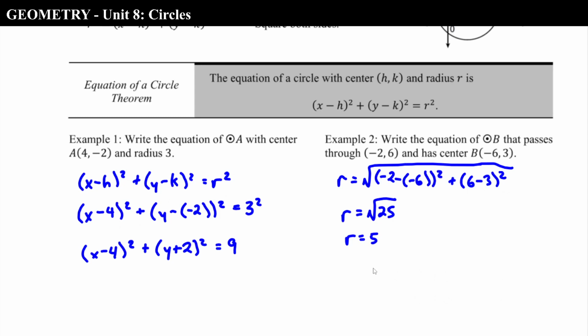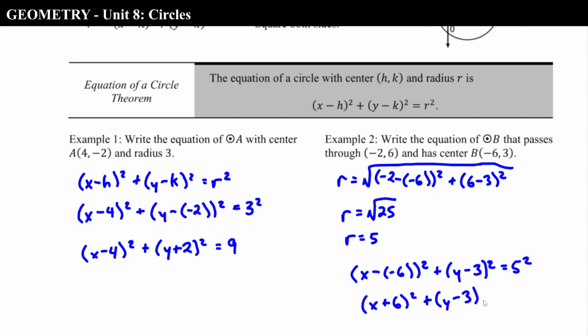And now that we have our radius, we have our center, we're going back to our previous problem where we do x minus h, which is -6, squared, plus y minus k, which is 3 squared. Make sure you're using the coordinates for the center, okay? Not the point that it passes through. And our radius here is 5. So we have 5 squared. All that's left to do is clean up. (x plus 6) squared plus (y minus 3) squared is equal to 25.